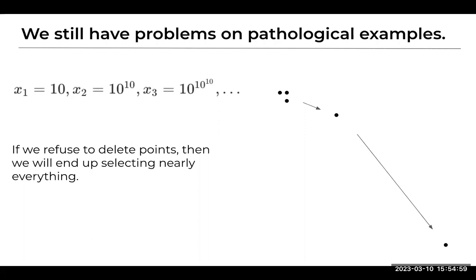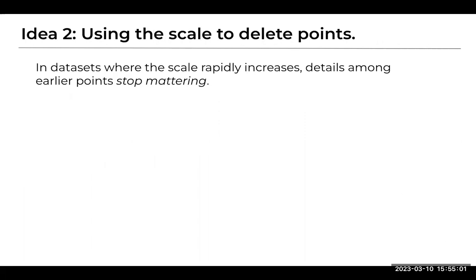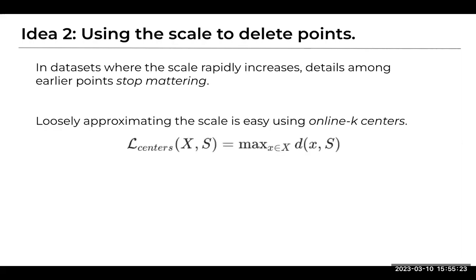So what this means is we are going to need to delete points after all. While our whole lemma was built on the premise of never deleting centers, it turns out deleting centers is helpful. But we want to delete them in a smart way so that we can still leverage the properties of the lemma that we just proved. And so our second idea for doing that is tracking the scale using online k-centers. K-means is what I've been talking about this whole time. K-centers is a related clustering idea that turns out to be much simpler.